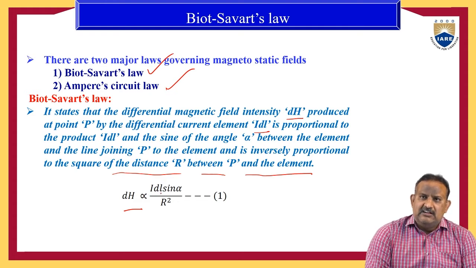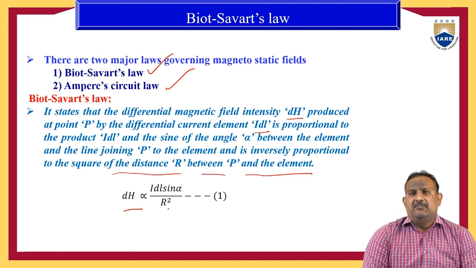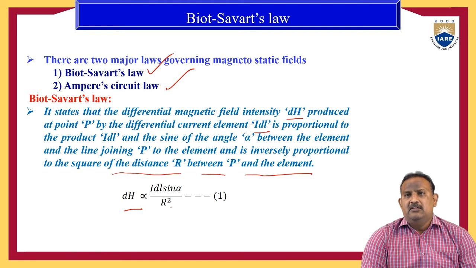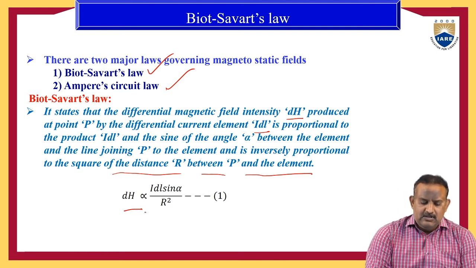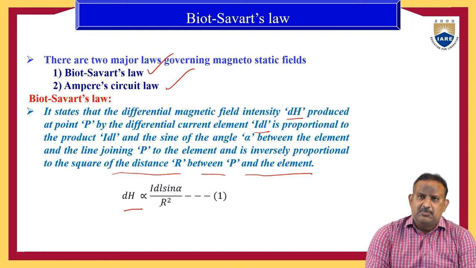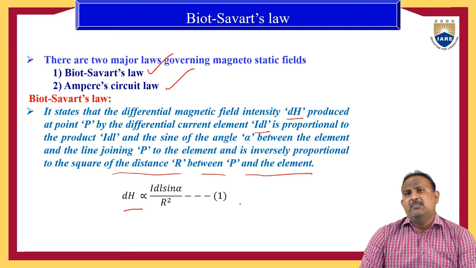Idl is a current element. The magnetic field intensity dH is proportional to Idl sine alpha by the square of the distance r between the current element Idl and the point where the magnetic field is measured. Therefore, it can be expressed as dH is proportional to Idl sine alpha by r square.